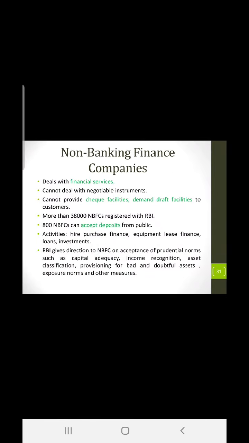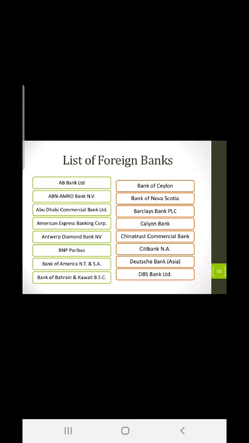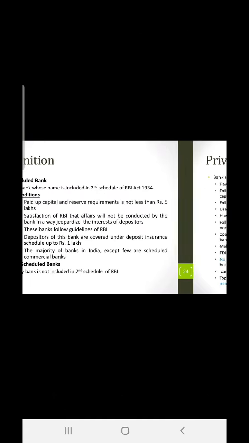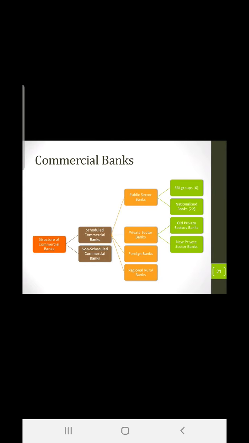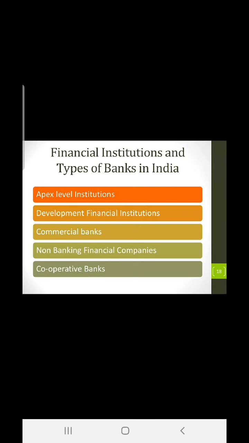What are the non-banking financial companies? Always remember. In the last lecture, we studied the banking sector. Okay, in the banking sector, we focused on the four concepts: apex level institute, development financial institute, commercial bank, non-banking financial company and cooperative bank. In the next lecture we studied the non-banking financial institutes, but here you have to just focus on which are the financial institutes. These five are the financial institutes.